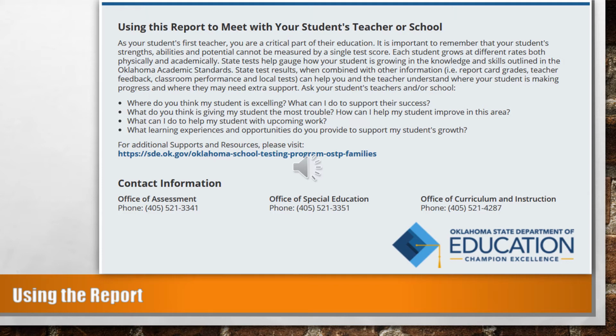It is important to remember that your student's strengths, abilities, and potential cannot be measured by a single test score. Each student grows at different rates, both physically and academically. State tests help gauge whether your student is growing in the knowledge and skills outlined in the Oklahoma academic standards. State test results, when combined with other information, can help you and the teacher understand where your student is making progress and where they may need extra support.